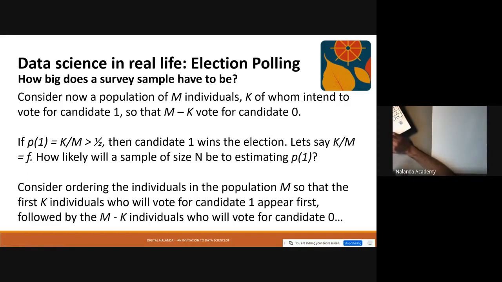But you can't ask everybody. You're always asking a small number. So let's just think about this from first principles. So how do we do this?